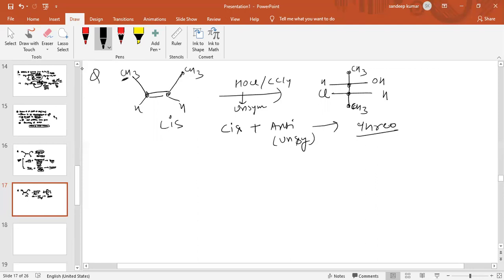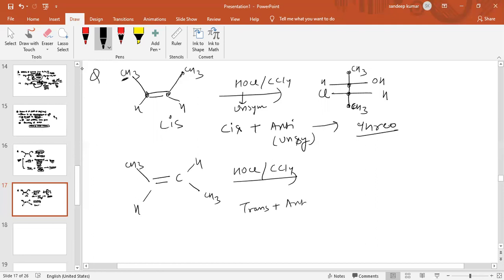Now again, when there is a trans isomer, CH3-CH=CH-CH3, with hydrogen and hydrogen, and again we are adding HOCl in presence of CCl4. Now see, trans plus anti-addition of an unsymmetrical compound gives the erythro form. Again there are four carbon atoms, so make a vertical chain of four carbon atoms. One is CH3 there, and again one is CH3 there.